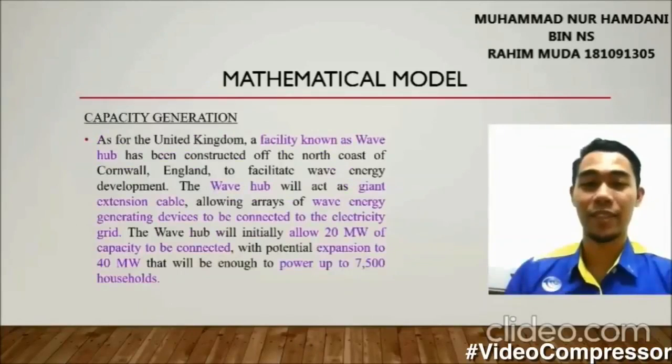In the UK, a facility known as Wave Hub has been constructed off the north coast of Cornwall, England, for wave energy development. The Wave Hub will act as a giant extension cable, allowing an array of wave energy generating devices to be connected to the electricity grid. Wave Hub will initially allow 20 megawatts of capacity to be connected, potentially expanding to 40 megawatts, which will be enough to power 7,500 households.